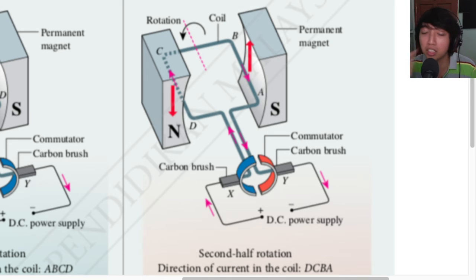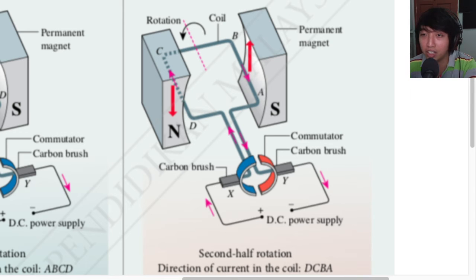Because if you think about it, if we just use a normal wire and we don't have this break between the two sides, what happens is when it turns, then the electric current now starts to flow in the opposite direction, right?